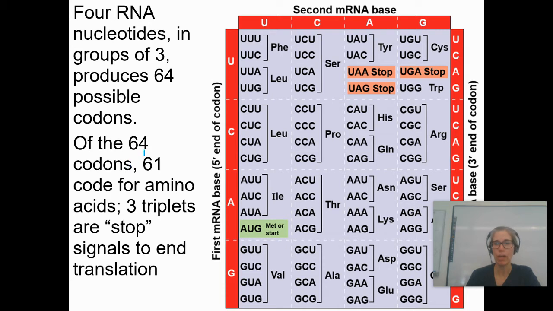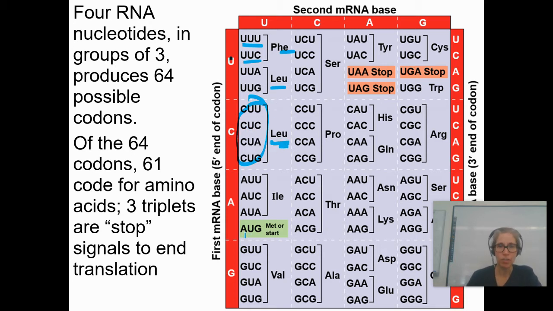And so we have this thing called a redundant code because the codon UUU codes for phenylalanine, and UUC also codes for phenylalanine. UUA and UUG code for the same amino acid. All of these code for the same amino acid. So there are more codons than there are amino acids.